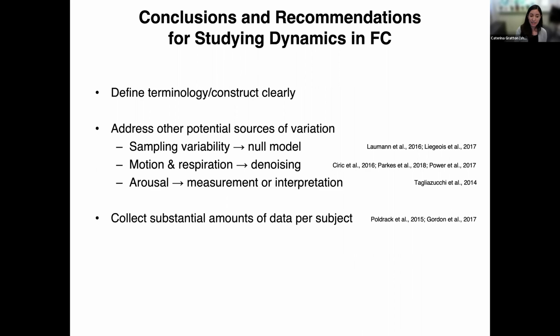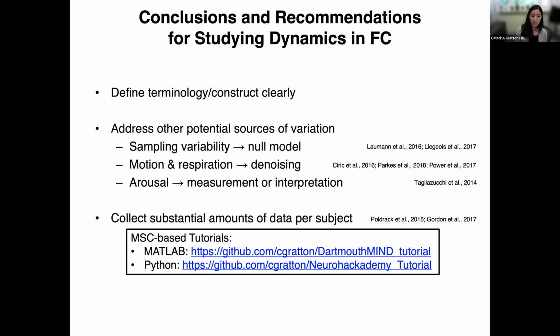And finally, I hope my talk has suggested to you that it might be valuable to collect substantial amounts of data per subject when you're trying to measure different forms of variation in functional connectivity. Partly because I think it gives you a nice picture of individual variation in these forms of functional connectivity, and also because it can provide a very stable baseline from which to measure other forms of dynamics. So if you're interested in this, I'd encourage you to check out a couple of tutorials that I've created, one in MATLAB and one in Python, that mirror each other, that introduce you to the MSC data set and how you might create some of the results that I showed you in this talk.